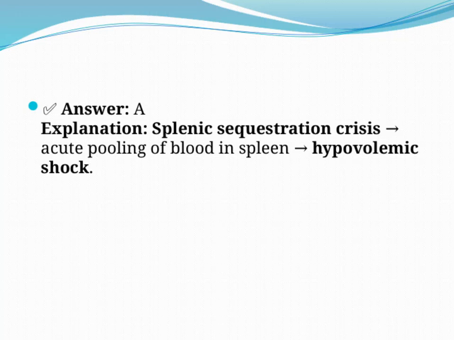All right, let's talk about splenic sequestration crisis. The answer here is A. So, what exactly happens in this situation? Essentially, there is an acute pooling of blood within the spleen. This means that a large volume of blood gets trapped there suddenly. As a result, the blood volume circulating in the rest of the body drops significantly, leading to hypovolemic shock. This is a serious emergency because the reduced blood flow can compromise multiple organ functions. Understanding this process is crucial because it highlights how spleen-related issues can rapidly become life-threatening if not managed promptly.